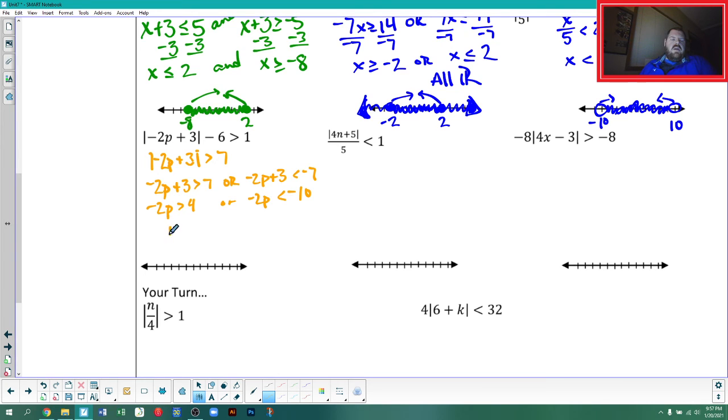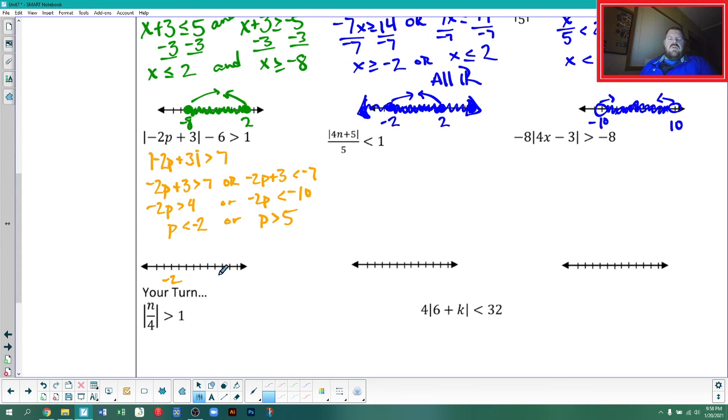Divide by negative 2. Again, I am dividing by a negative here, so I do have to flip my inequality again. That's going to be a negative 2, or p, flip my inequality, greater than, what do we have here? 5. So less than negative 2 or greater than 5.